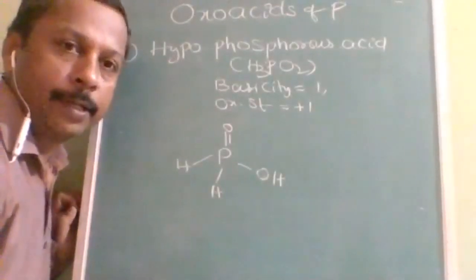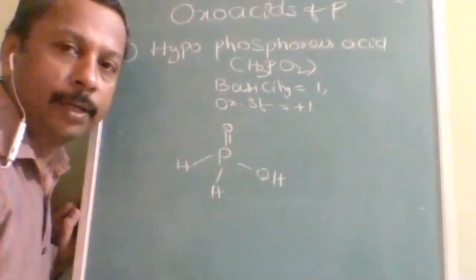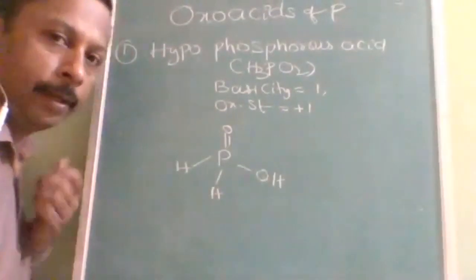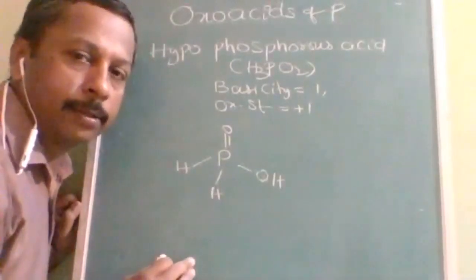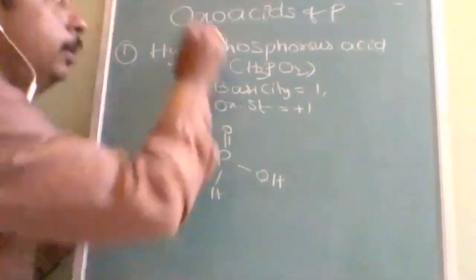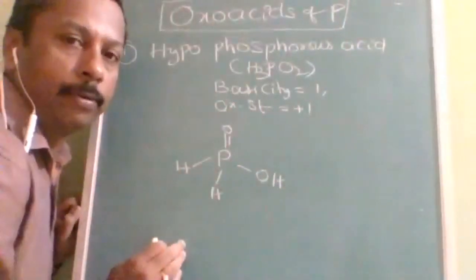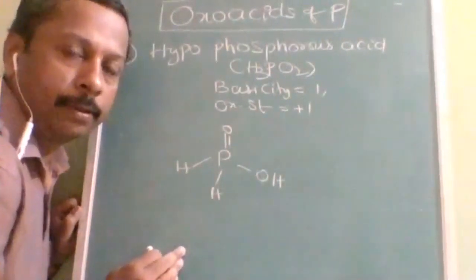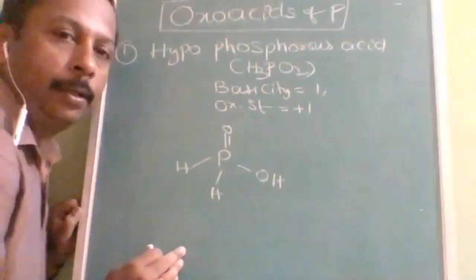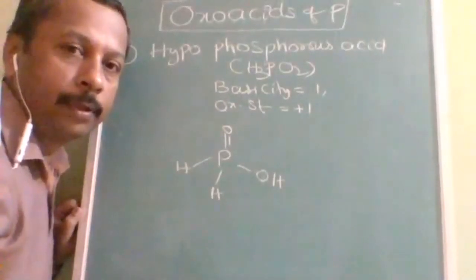Okay, after studying the oxo acids of nitrogen, now we are in the oxo acids of phosphorus. Here also, structures are more important in comparison to the oxo acids of nitrogen. So all of you listen carefully. One by one, we are going to discuss all aspects of the oxo acids of phosphorus. Now let's start with the oxo acids of phosphorus.